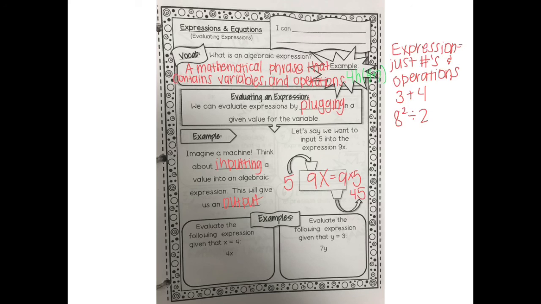All right, what's the equivalent expression when we substitute 4 in for x in the first example? What does the expression turn into? 4 times 4, and what's the final value? 16. Awesome. And then the second expression, what does the expression turn into when you substitute in 3 for y? 7 times 3, and the value is? 21. Awesome job. So this is substitution.